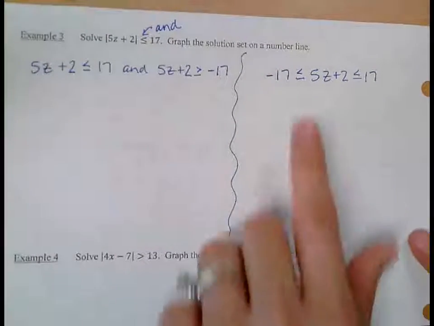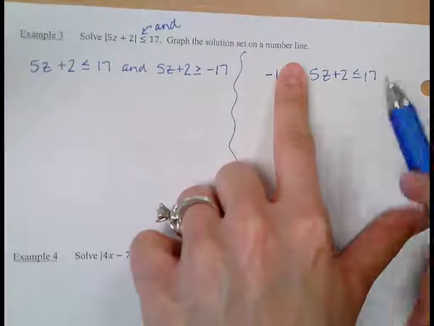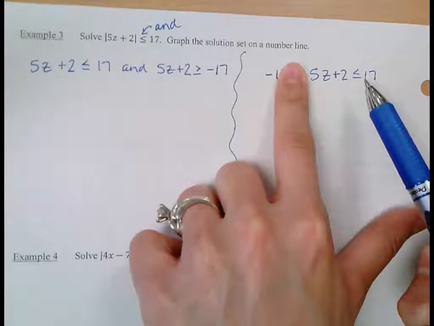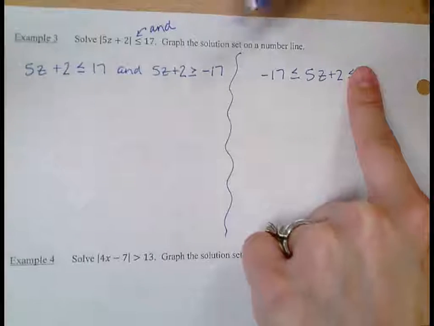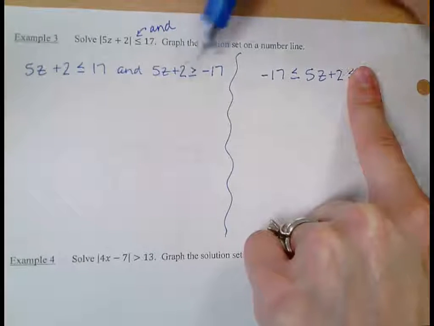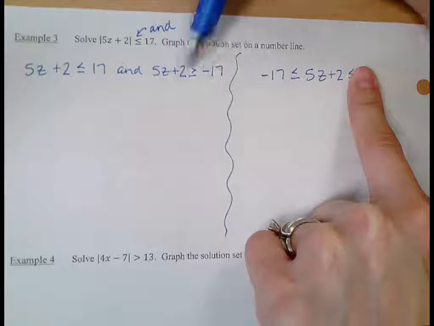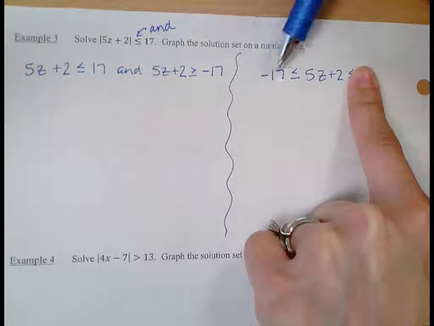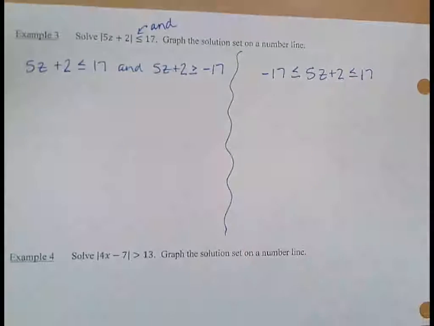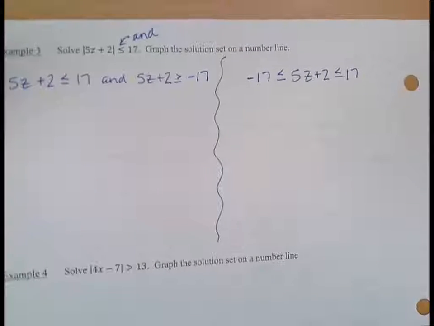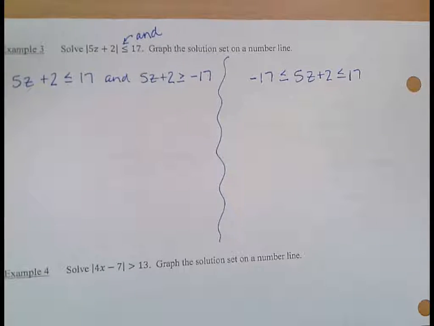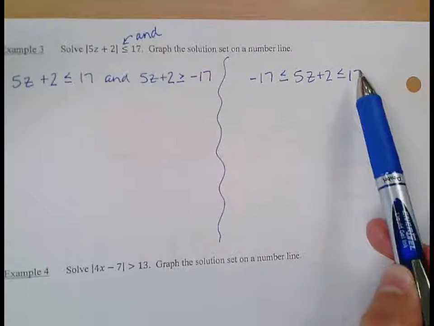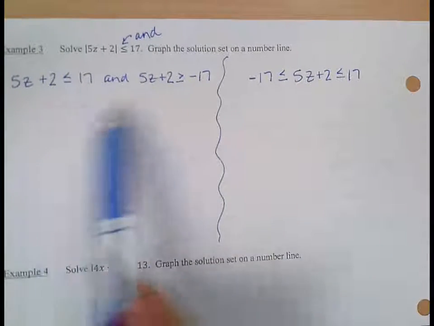I'll show you this. If I cover this one up, here's the 5z plus 2 is less than or equal to 17, that first inequality over here. If I cover this part up, this is the exact reverse of how we wrote it here. So if we had switched this whole thing around, this is what we would see. Both inequalities are there in that form. If this form confuses you, don't use it. If writing it this way confuses you, write it the first way.